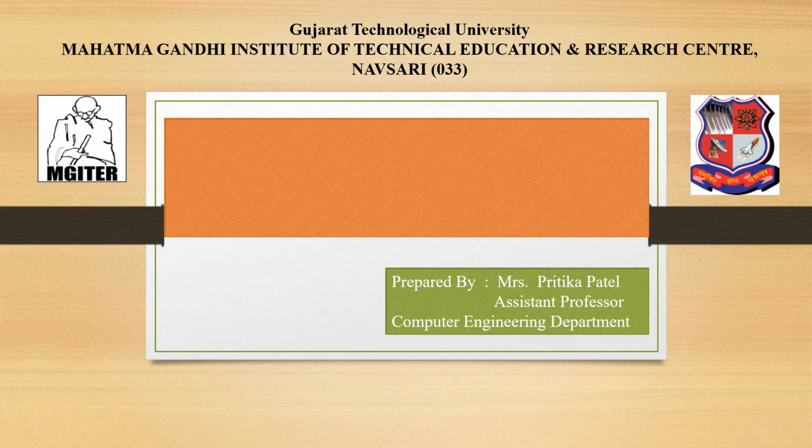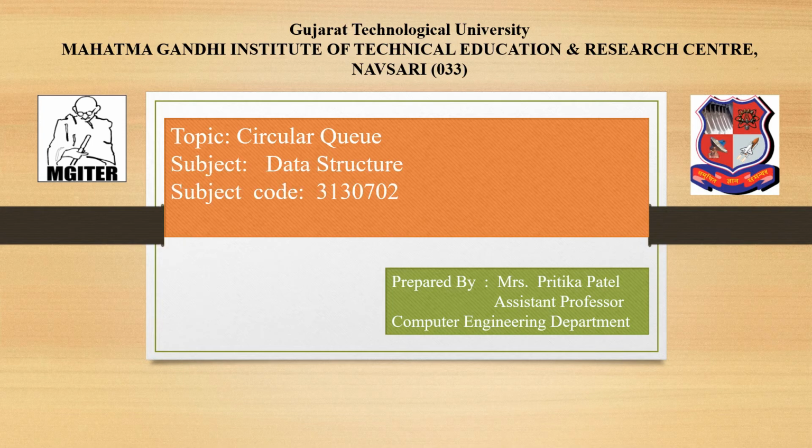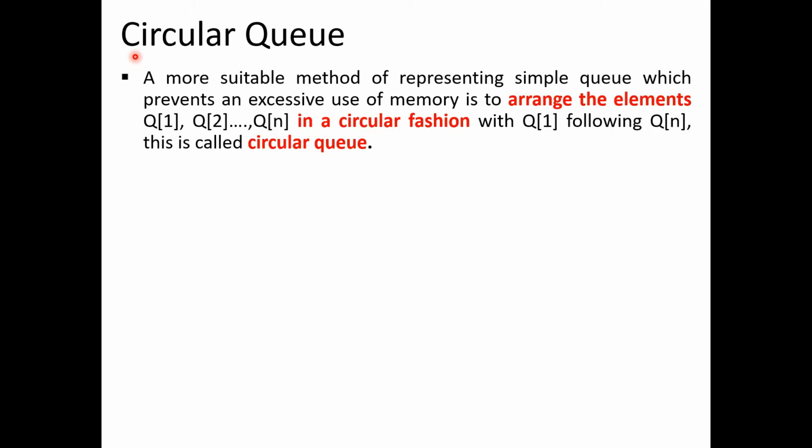Today in this session we are going to discuss circular queue, which is a topic of the subject Data Structures of second year, third semester. Now, coming to the point: circular queue. A more suitable method of representing a simple queue, which prevents excessive use of memory, is to arrange the elements q1, q2 up to qn in a circular fashion with q1 following qn. This is called a circular queue.